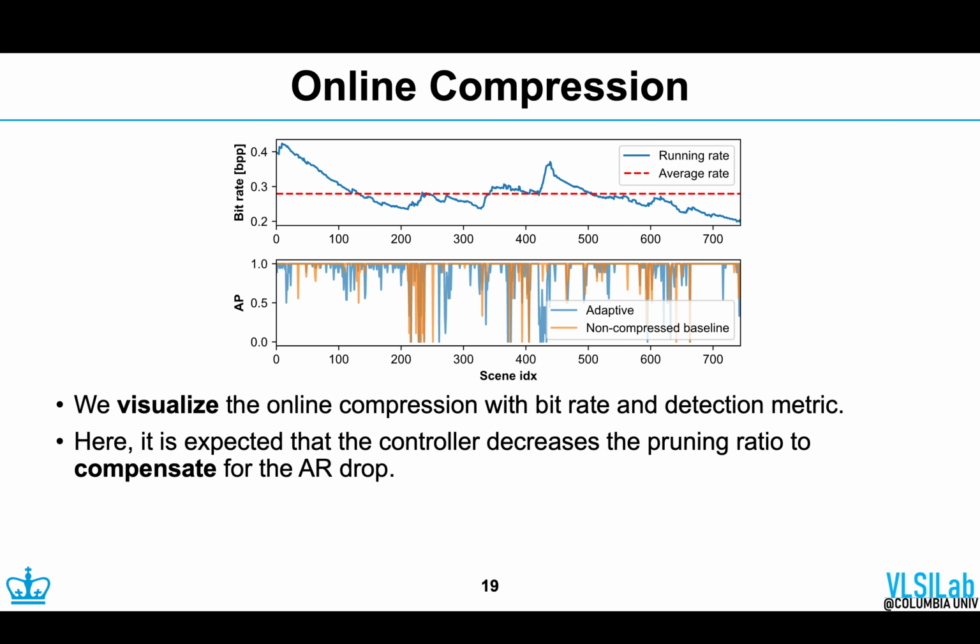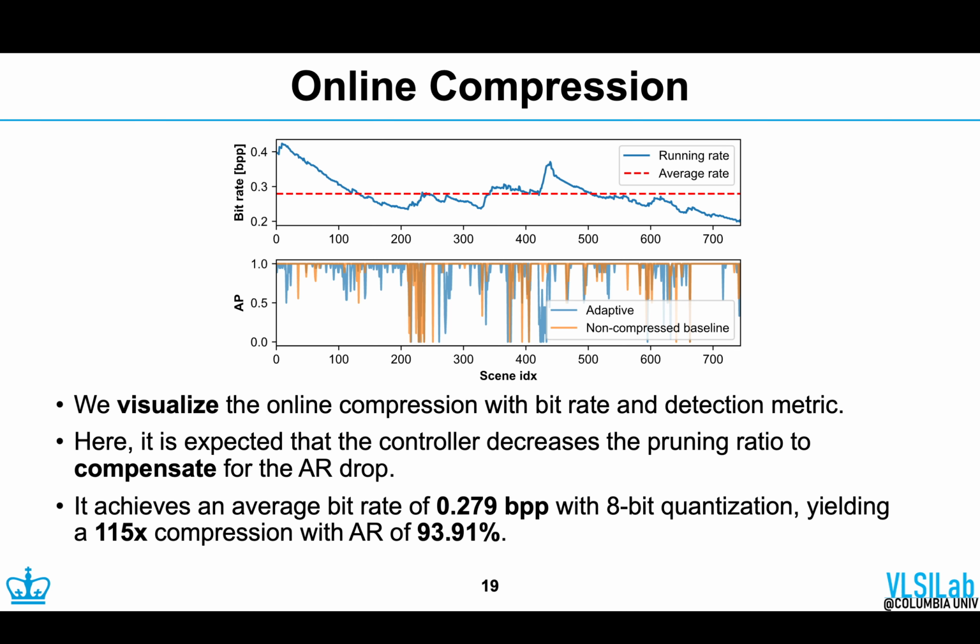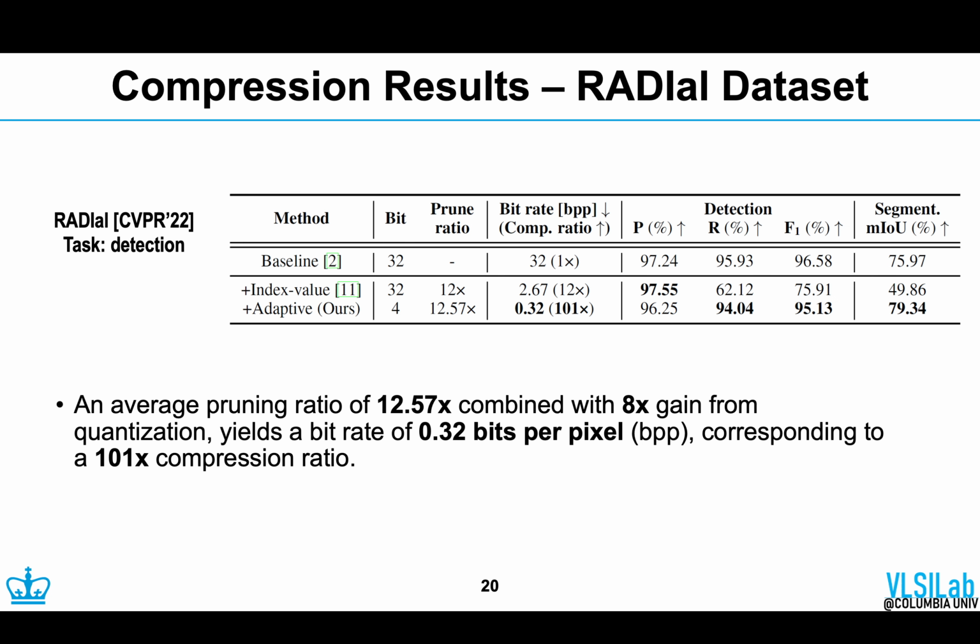It is expected that the controller decreases the pruning ratio to compensate for the average recall drop. It achieves an average bitrate of 0.279 bits per pixel with 8-bit quantization, in total yielding a 115 times compression with AR of 93.9%.